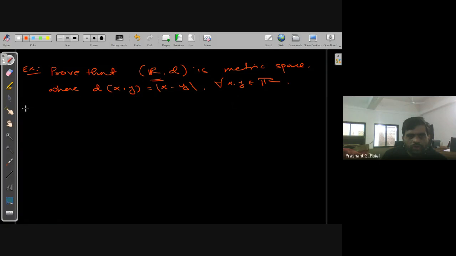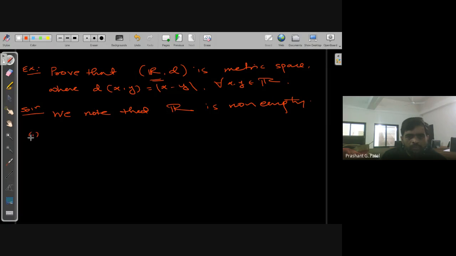The solution is easy. What we have to check, first of all, is that R is a non-empty set, that we know. So we note that R is non-empty. That's required. If it is empty, then we cannot define a distance on it.